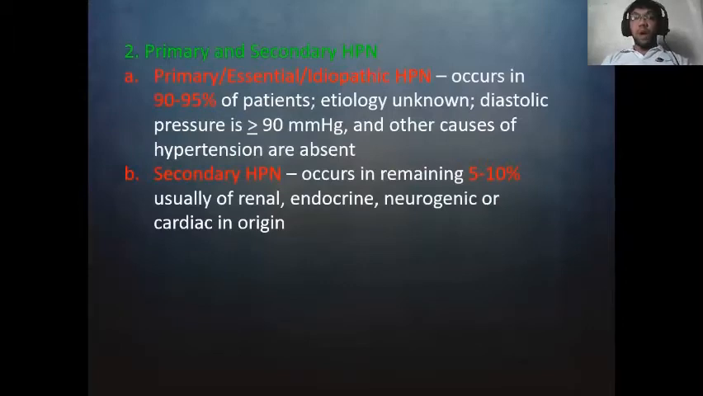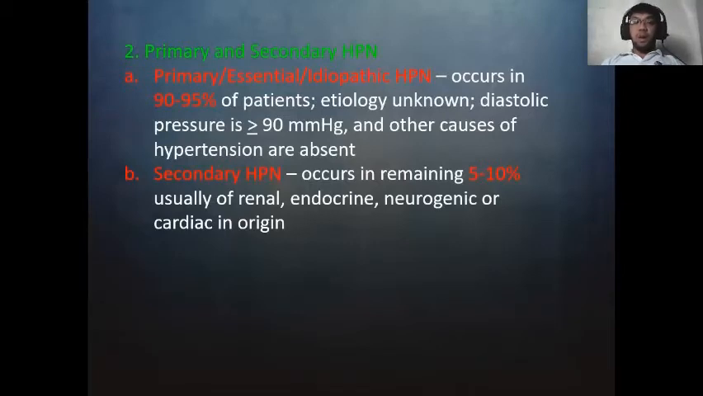And number two, we have primary and secondary hypertension. When we talk all about primary hypertension, this is also known as essential or idiopathic. Idio means unknown. So we don't know what the cause is all about. That's why it's idiopathic. So this occurs in 90 to 95% of patients. So maybe some of your parents, some of your grandparents, your other relatives might be suffering from primary hypertension. Like what I've said, the etiology is unknown.